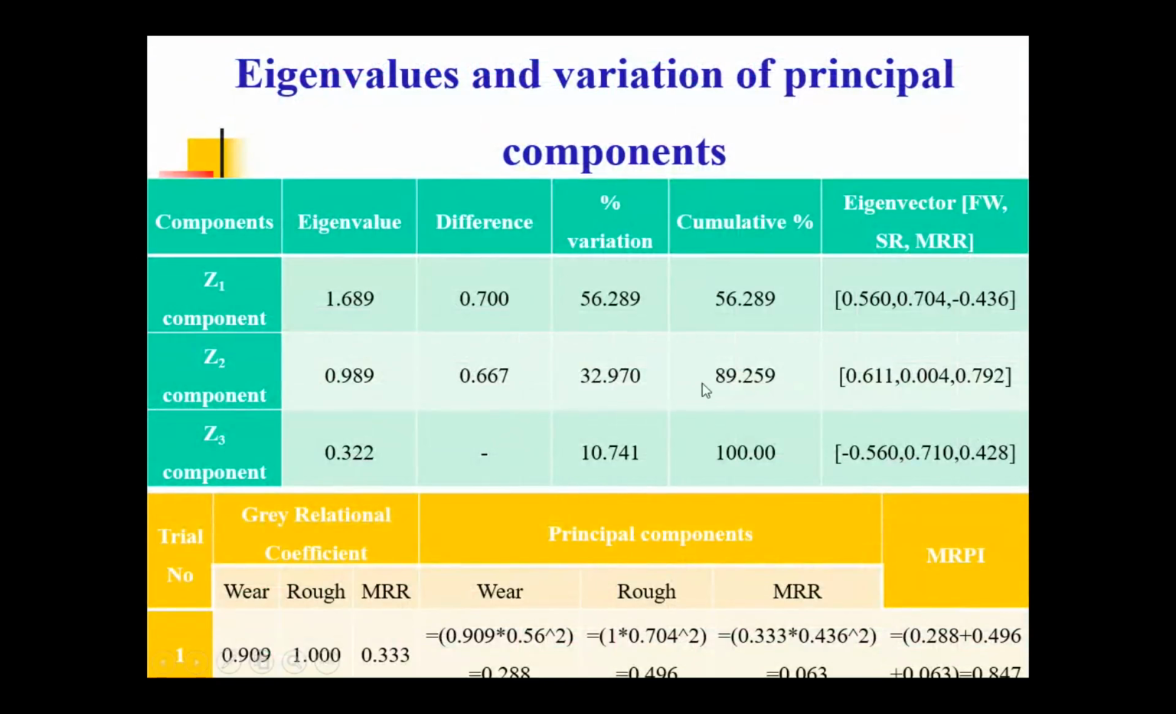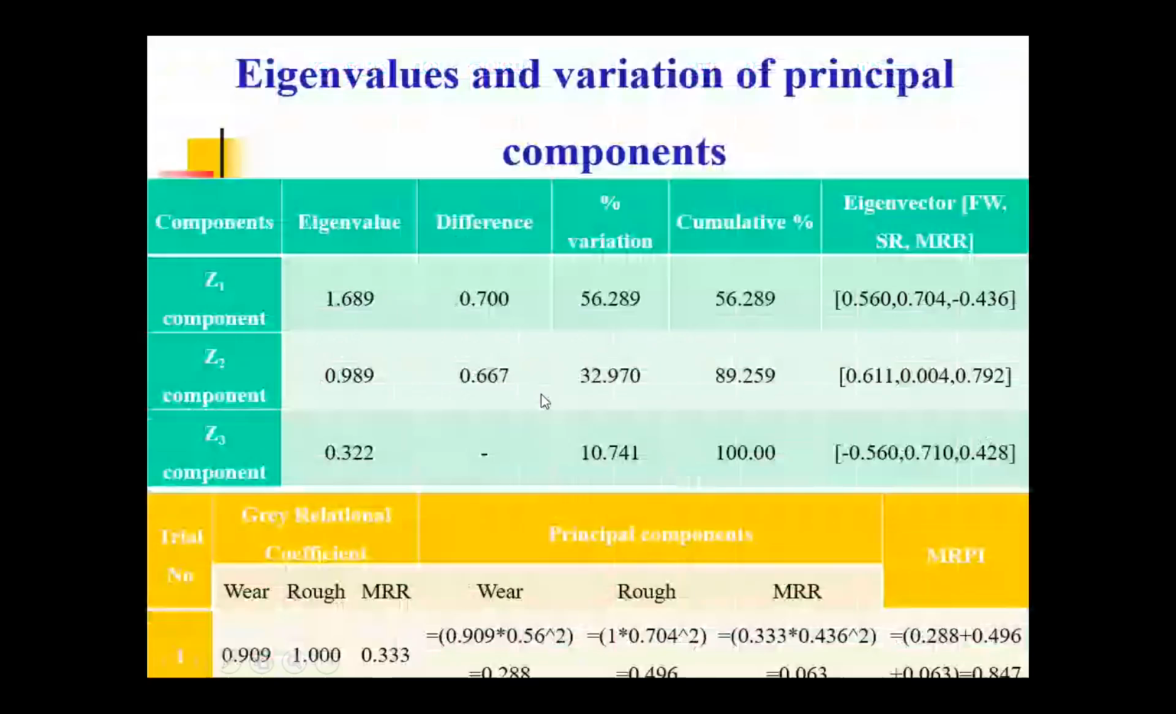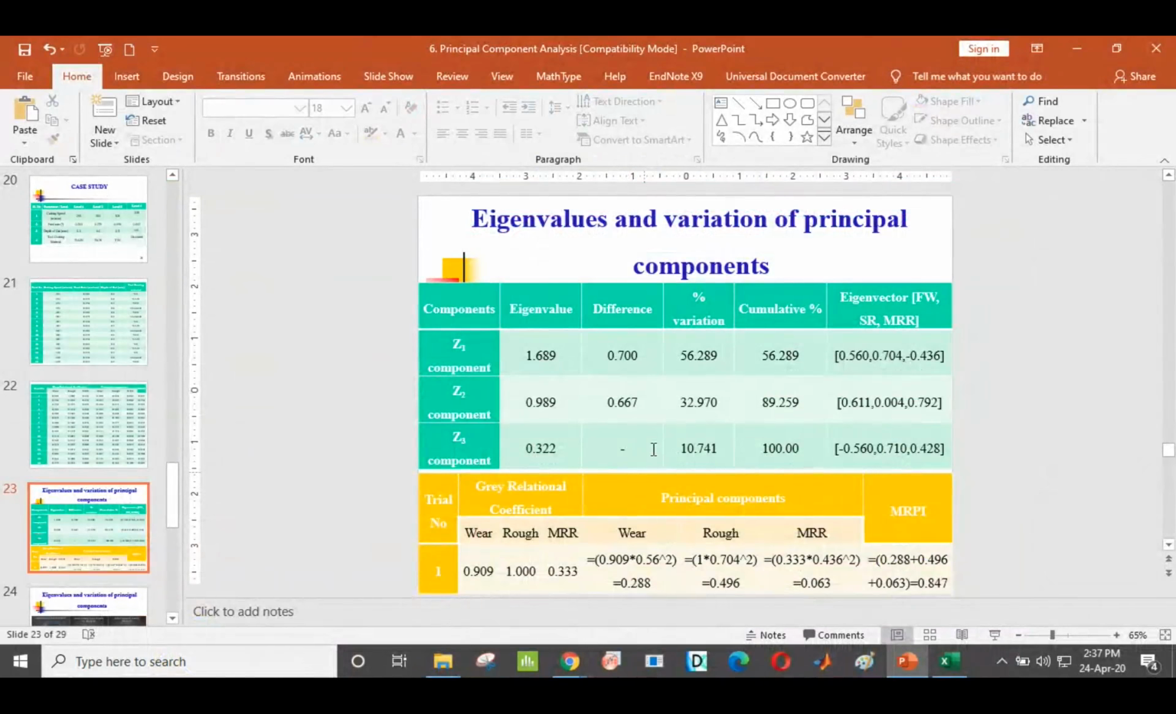Here you can see the gray relation coefficients are 0.909, 1, and 0.333. I have taken these values. Now, in order to calculate the principal component for flank wear, the gray relation coefficient value 0.909 is multiplied by the eigenvector value for flank wear, which is 0.56, and the whole term is squared. So (0.909 × 0.56)² will produce 0.288.